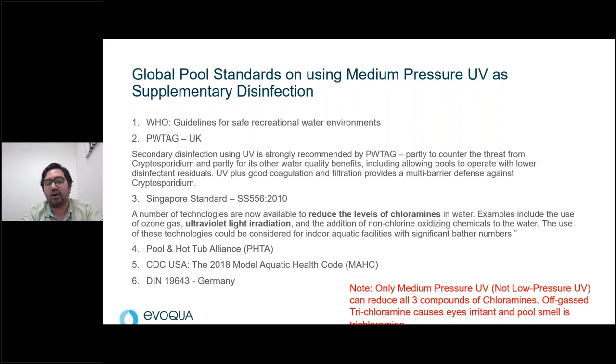Number four is the Pool and Hot Tub Alliance. The CDC from the US, as I mentioned just now, has specific terms called high risk group to use a secondary disinfection system. And lastly, the DIN standard from Germany specifies the required dosage of 40 to 60 millijoule per centimeter square, which is only provided by medium pressure UV, polychromatic UV.